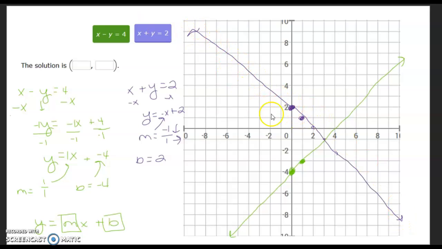Now, to figure out my solution, it's where they cross, which is this dot right here. So let's figure out that one. My x is 1, 2, 3, and my y is -1. So my solution is 3, -1.